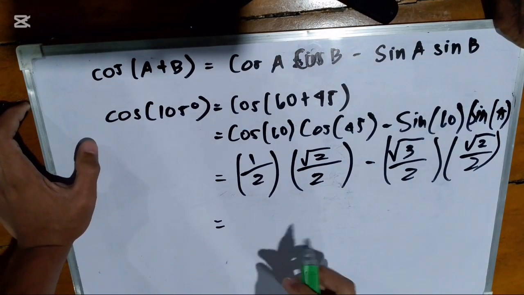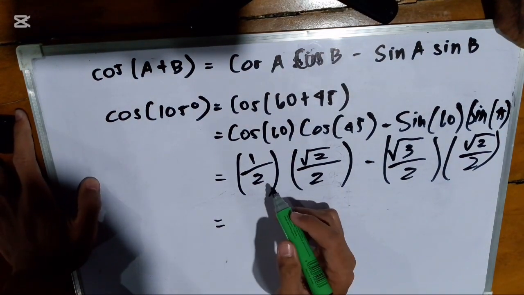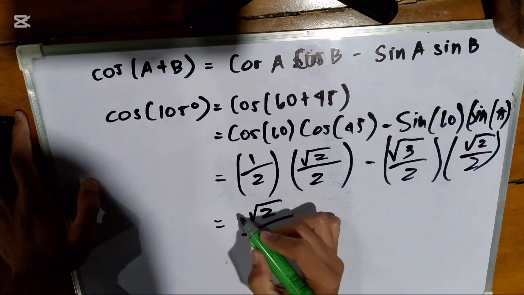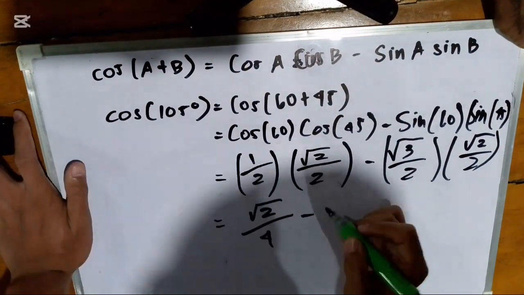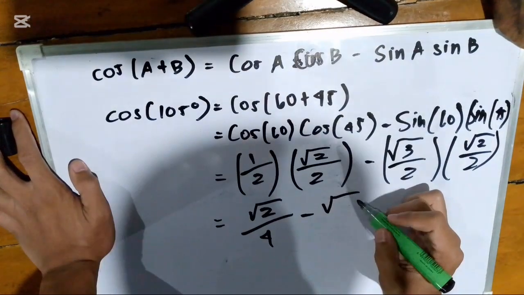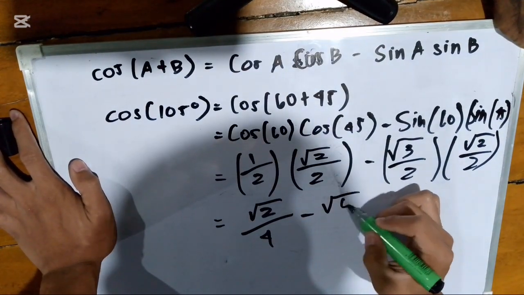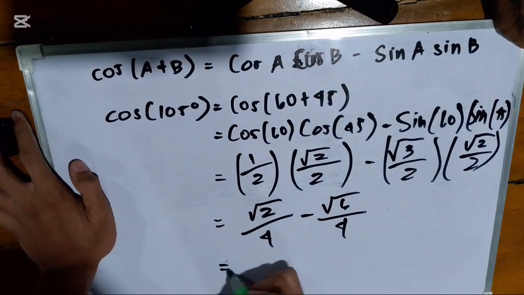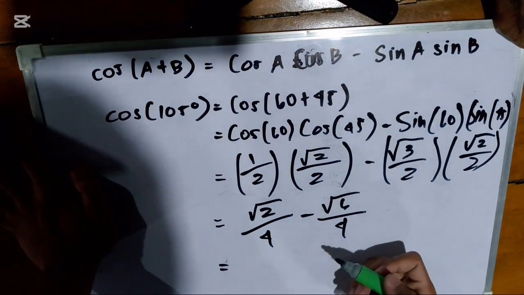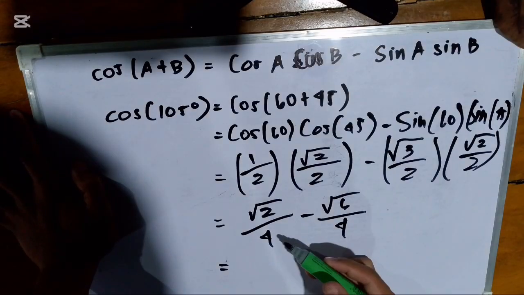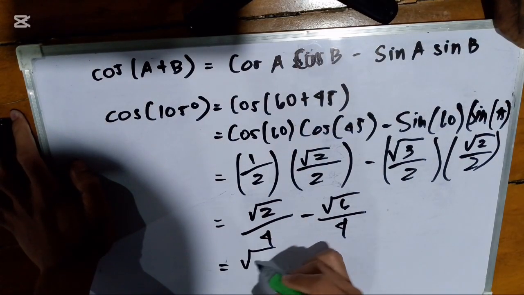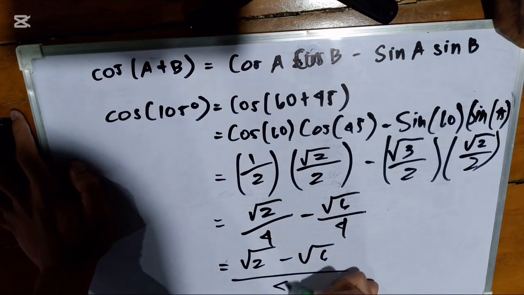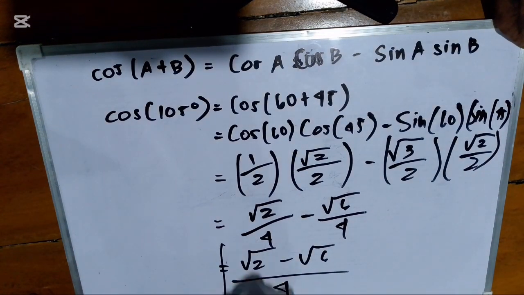And now let's start multiplying. The answer for the first term is root 2 over 4 minus root 6 over 4. Now let us make them one fraction: root 2 minus root 6 over 4, and that would be the answer.